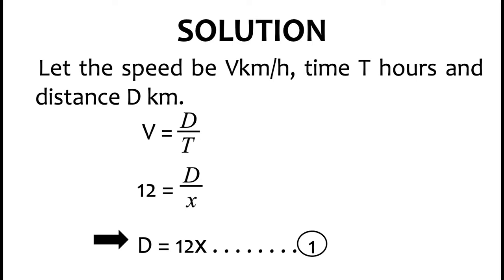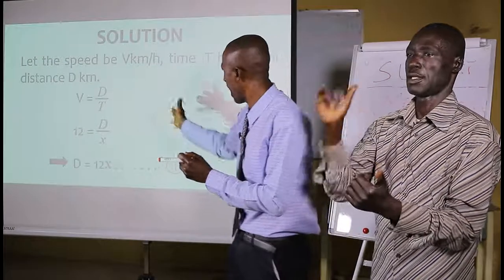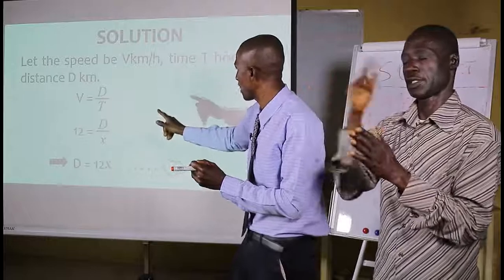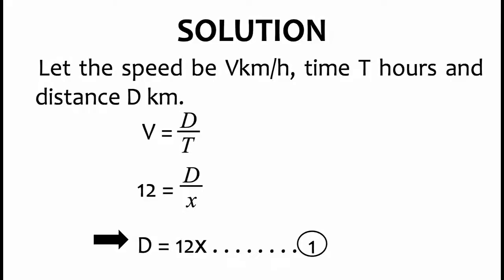Then, from the question, 12 kilometers per hour, which means that our v is 12. That is why you can see me writing 12. Equals our d. Our d is unknown. And what is our time in the question? It's x hours. That's why you can see d over x. Now, by finding the value of d, your d becomes 12 times x, which equals 12x. I name it equation 1.